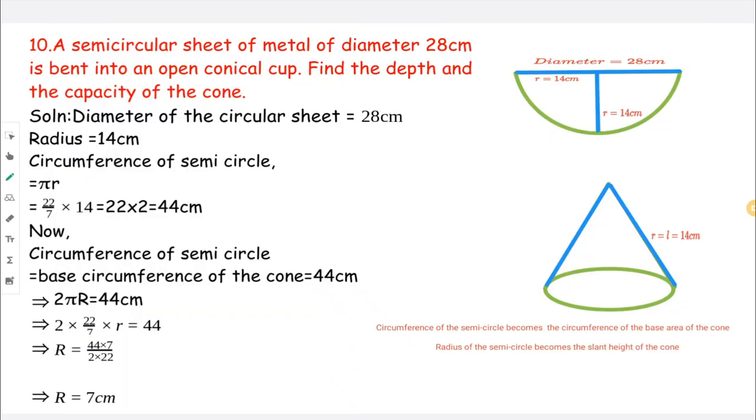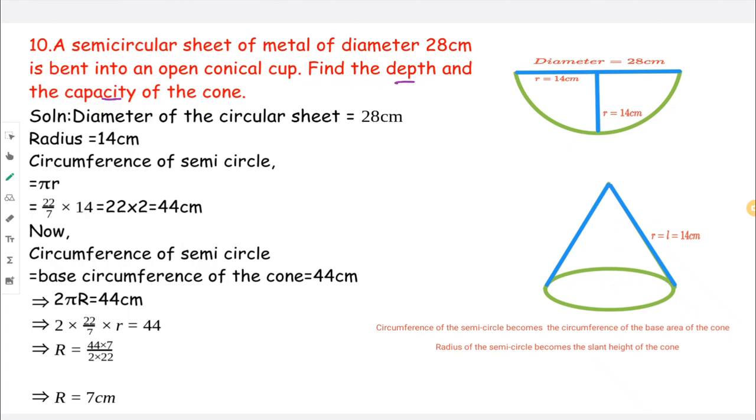They're asking us to find the depth and the capacity. Depth means the height, and capacity means the volume. The first thing we'll try to find is the radius of the cone, because we don't know the radius, and we also don't know the height. So first we find the radius of the cone, capital R. Once I know the radius, it's very easy to find the height, because we'll put it in the slant height formula. So how do we first find the radius?